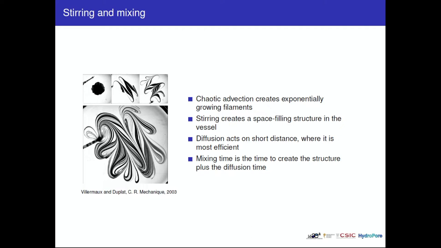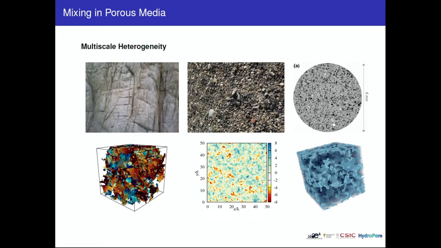So now in porous media, these things are a little bit different. I was just talking about the free fluid. So in porous media, we have, of course, a pore space in which things happen, which can be very small. This is a Berea sandstone, pore size of 10 to the minus 4 meter. And we can have gravel, millimeter pore size, and we can have fractured rocks. So we have multi-scale heterogeneity, and what we do is we permeate water through the porous medium.